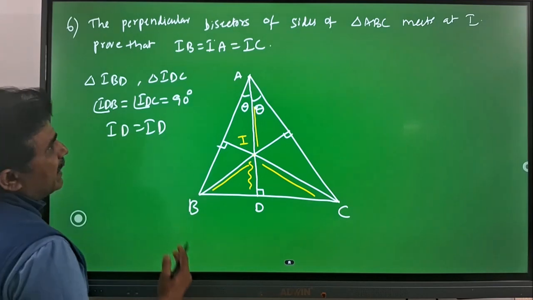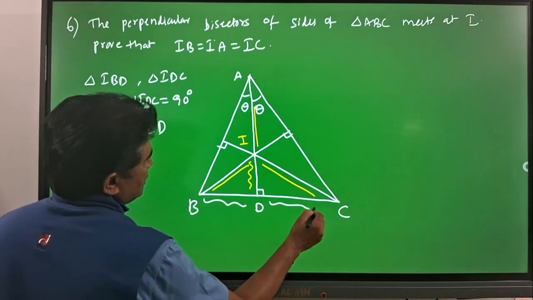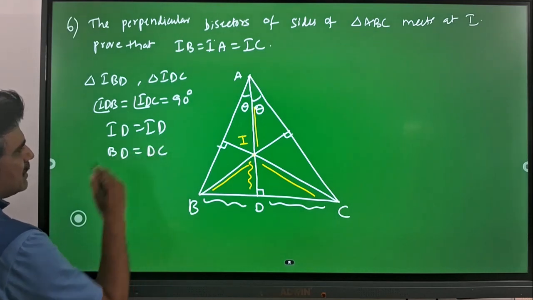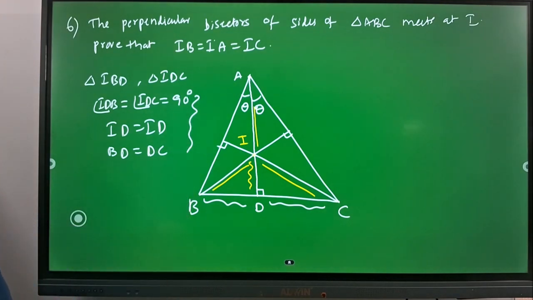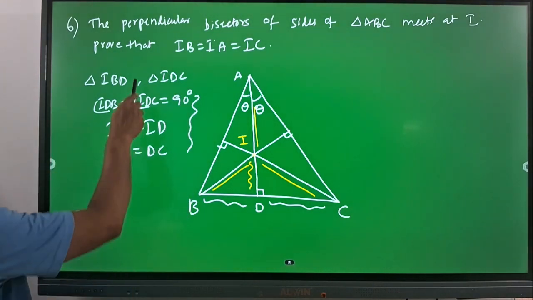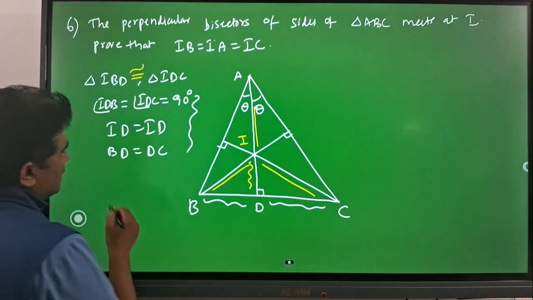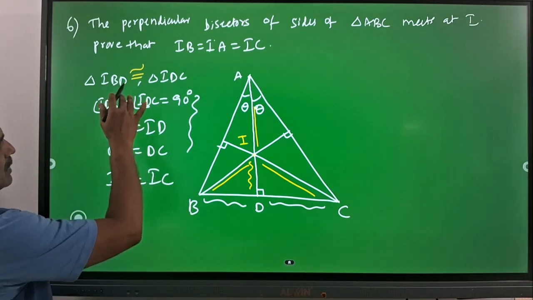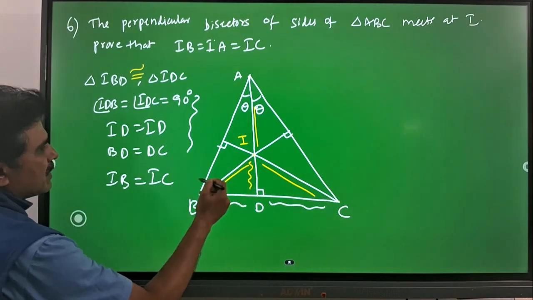One more, it is a bisector, so BD will be equal to DC. So here we have got three equality statements from these two triangles. So these two triangles are congruent. When those two are congruent, their respective sides, IB and IC, are equal. IB is equal to IC, because these two are congruent, so the respective sides, the hypotenuses of these right-angled triangles, are equal.